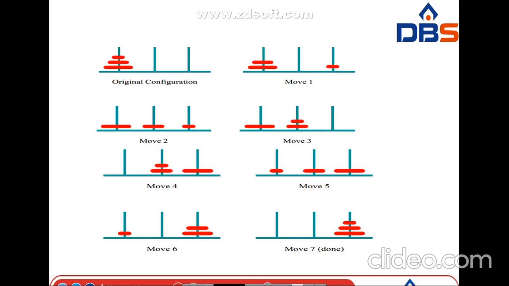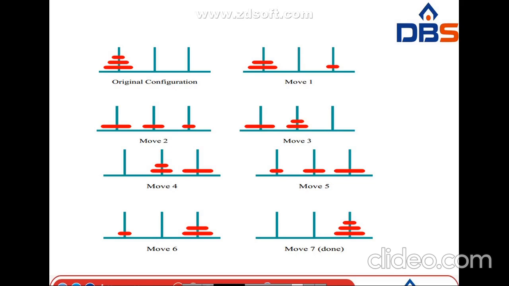In the first move I should move the small disc onto C. Here assume ABC, C. Again in the second move I should move the medium disc onto B, that is the auxiliary. Again in the third move I should keep the small disc onto the medium disc, which is in the auxiliary tower.